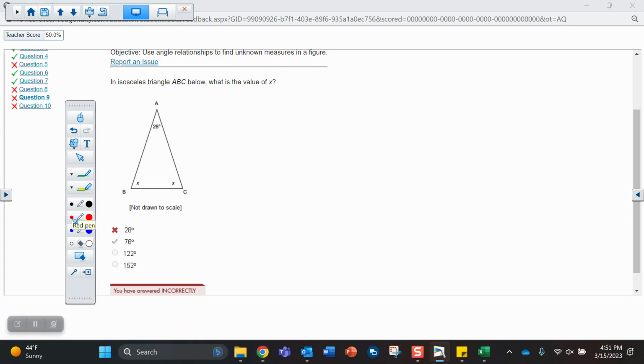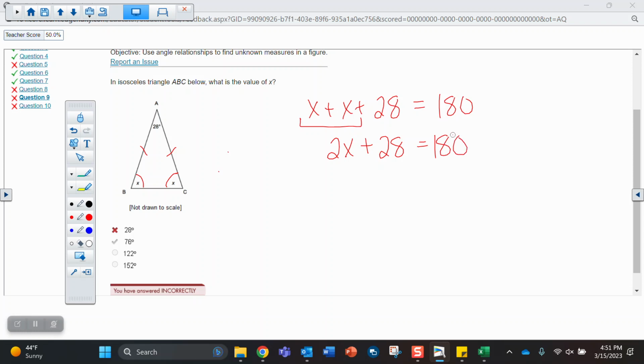Question 9, this is similar to, I think, 5 that we did. So we have an isosceles triangle again where two side lengths are congruent, and we've got two angle measures that are also congruent. Again, all three angles in a triangle add up to 180. So x plus x plus 28 is 180. Combining like terms, that's 2x plus 28 equals 180.